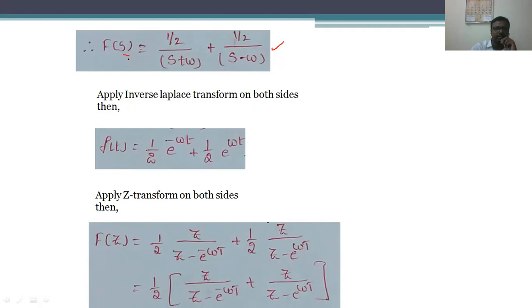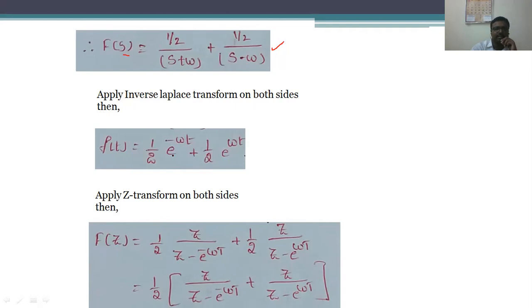With the application of inverse Laplace transform on both sides of this equation, capital F of s is going to be converted into f of t plus 1 by 2 into e power minus omega t plus 1 by 2 into e power omega t. Okay, so applying the Z transform on both sides, f of t is going to be converted into F of z, and 1 by 2 is written the same.